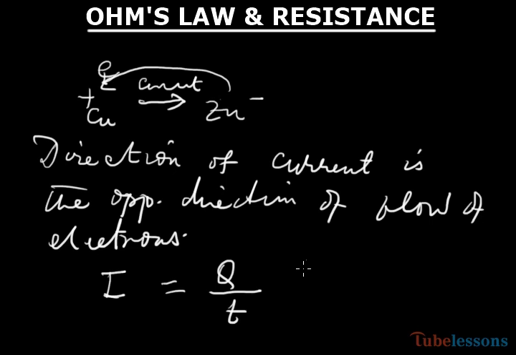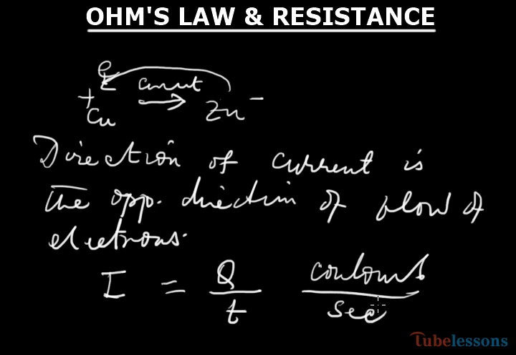What will be the unit of current? The unit of charge is coulomb, and the unit of time is second. So the unit of current is coulomb per second. That is called ampere. So 1 ampere current means that when 1 coulomb of charge passes through any area of cross section of a conductor in 1 second, the current is 1 ampere.